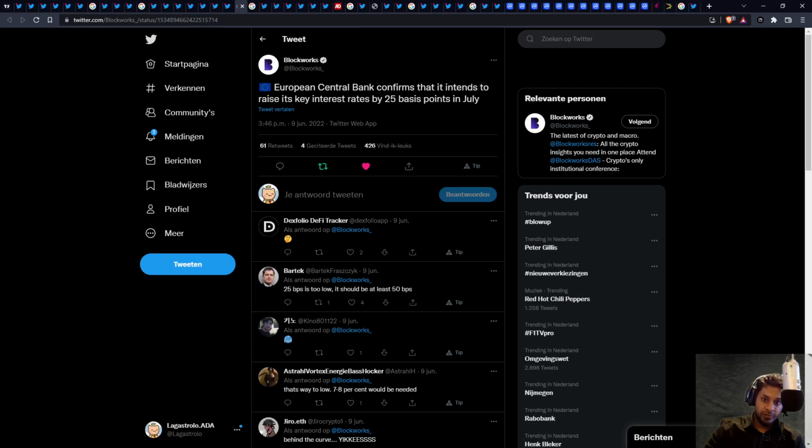European Central Bank confirms that it intends to raise its key interest rates by 25 basis points in July. Sai, maybe you want to point out what this is going to do with the markets.